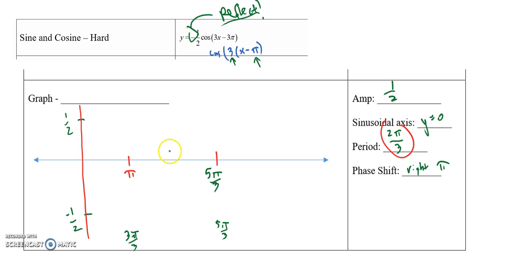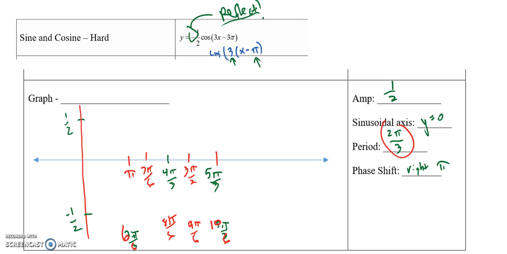And then halfway between 3 pi over 3 and 5 pi over 3 is 4 pi over 3. And then I also want to divide each of those in half. So now I'm going to think of sixths. I'm going to think of 3 pi over 3 as being 6 pi over 6, and I'm going to think of 4 pi over 3 as being 8 pi over 6. And that means halfway between is going to be 7 pi over 6. And then halfway between 8 pi over 6 and 10 pi over 6 is 9 pi over 6, which is really just 3 pi over 2.